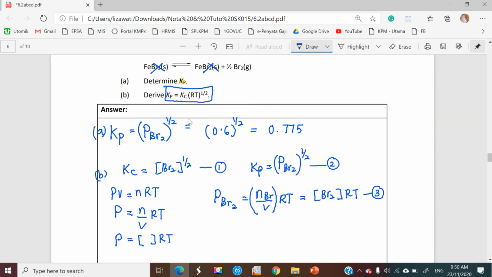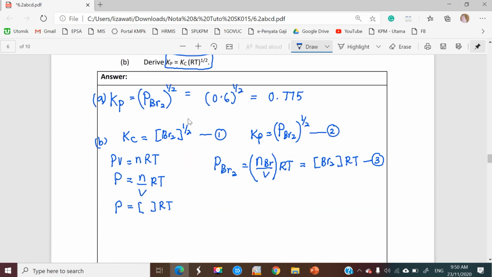Okay, we have 3 equations now. Alright, next what should we do? Alright, so substitute 3 into 2. Why into 2? Because we want to start with Kp. We start with Kp here. So 3 substituted into 2. So therefore Kp equals, in round brackets, substituting equation 3, Br2 RT to the power of half.